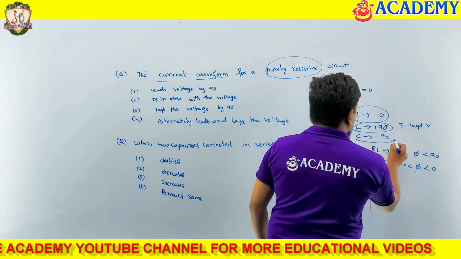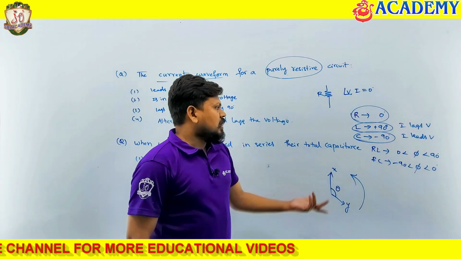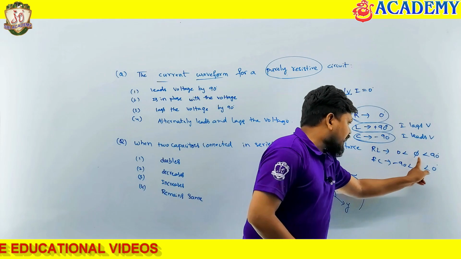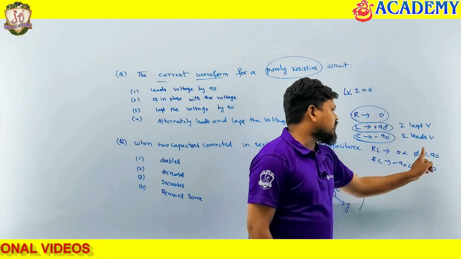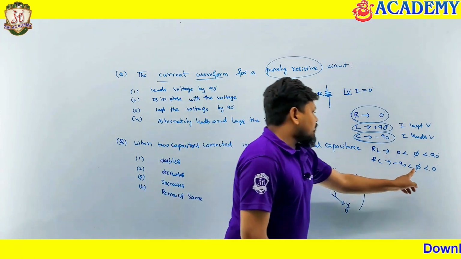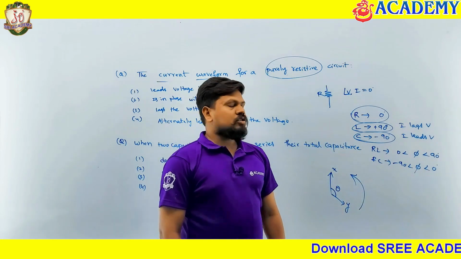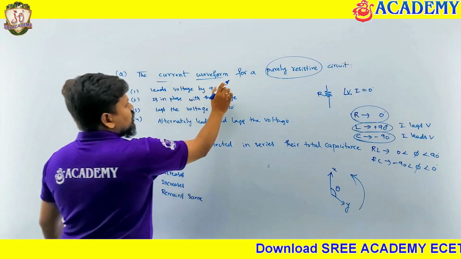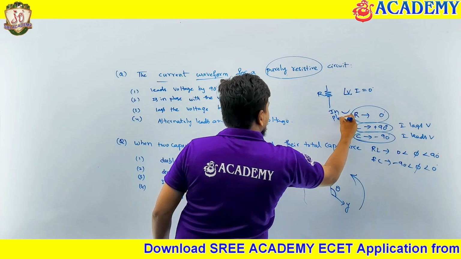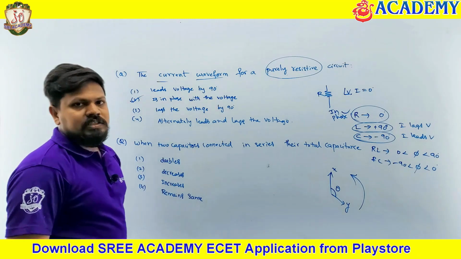In a capacitive circuit, current leads voltage. Similarly, in an RL circuit, current lags voltage by an angle of phi, which is not 90 and not 0. Whenever an RC circuit is there, current leads voltage by an angle of phi. What is that phi value? It is between minus 90 to 0 degree. So the answer for this question is that the current waveform for a purely resistive load is in phase with the voltage.